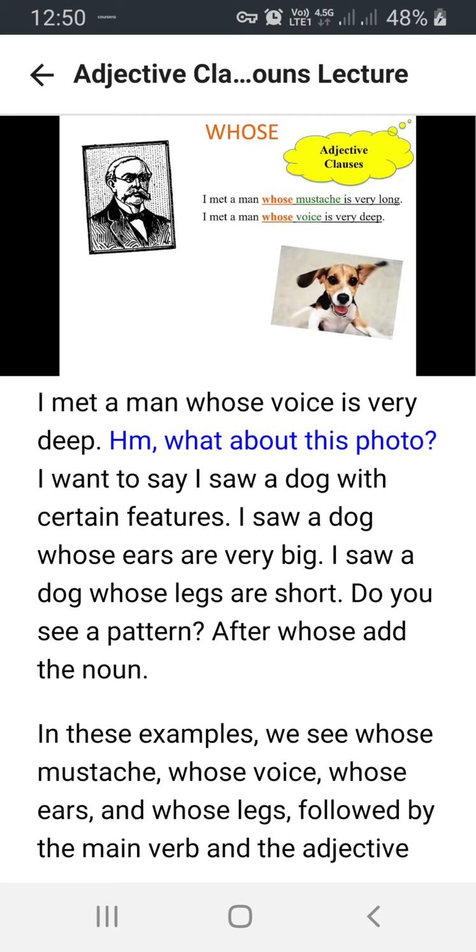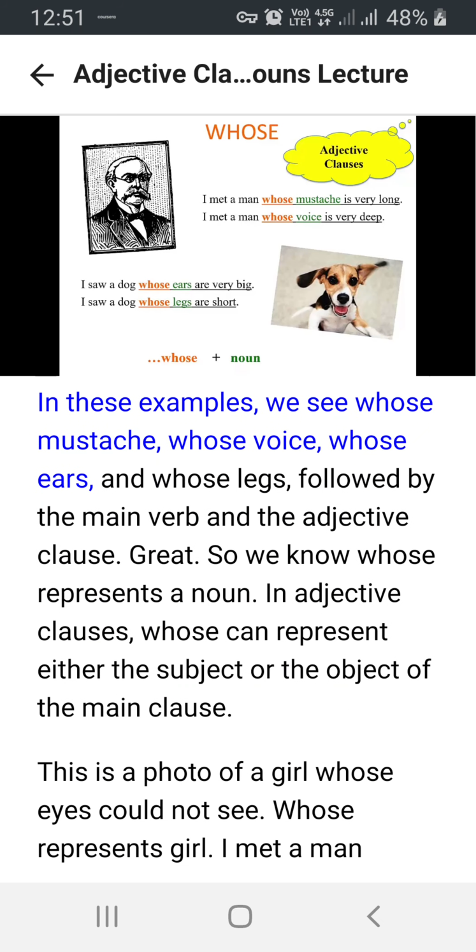I want to say I saw a dog with certain features. I saw a dog whose ears are very big. I saw a dog whose legs are short. Do you see a pattern? After whose, add the noun. In these examples, we see whose mustache, whose voice, whose ears, and whose legs, followed by the main verb in the adjective clause. Great.